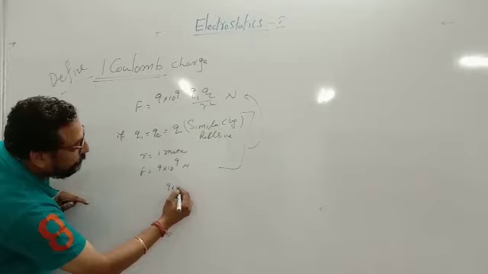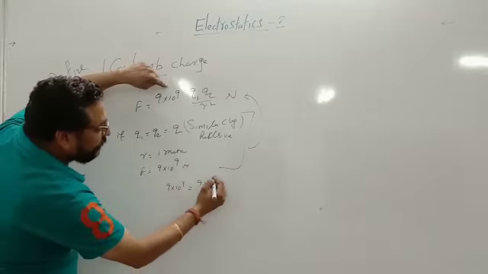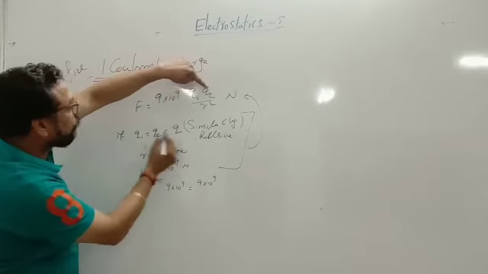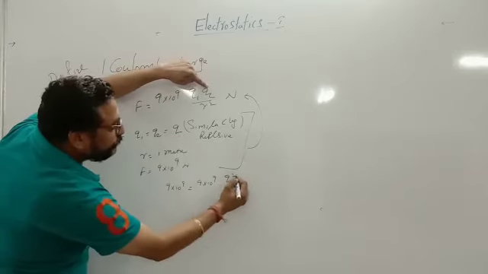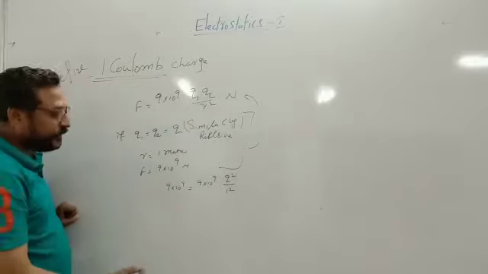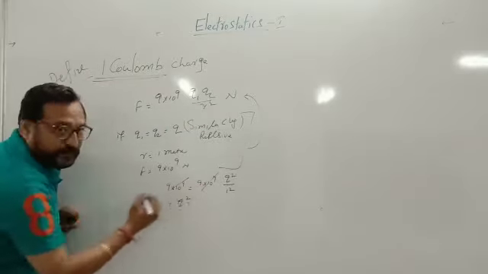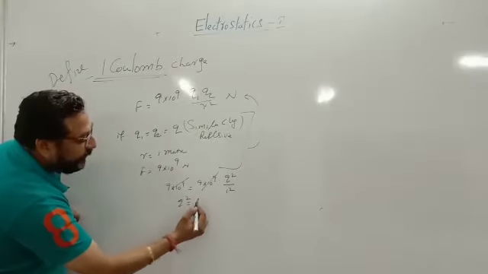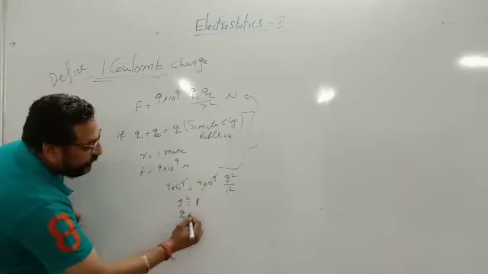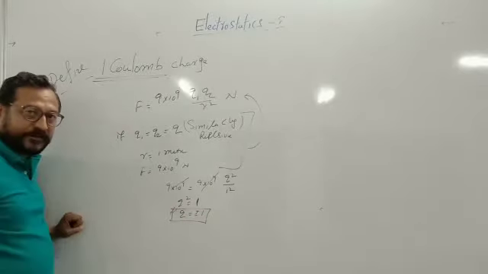9 into 10 to the power 9 F, again 9 into 10 to the power 9, Q1 into Q2 is Q, it means Q square upon 1 meter square. Correct? Cancel. Then Q square is equal to plus 1 and then Q is equal to plus minus 1. This is 1 Coulomb charge.